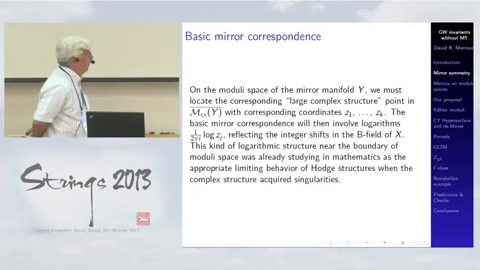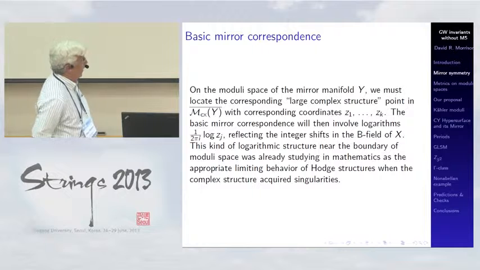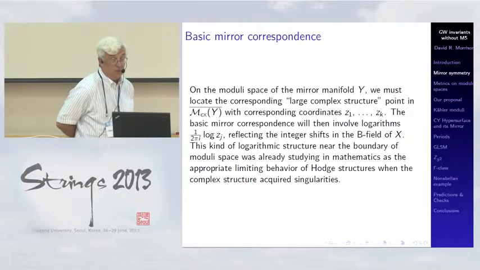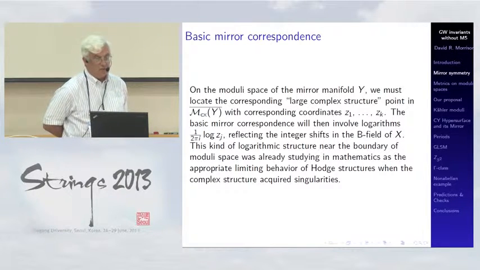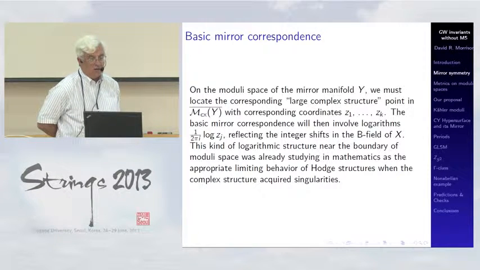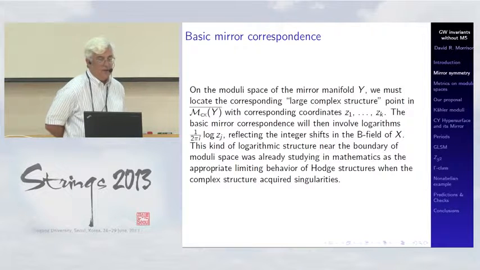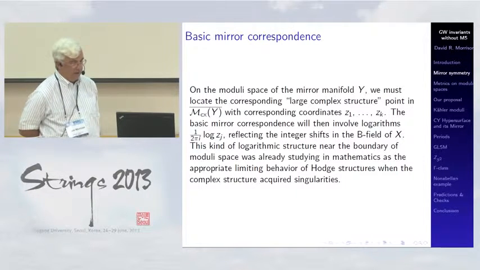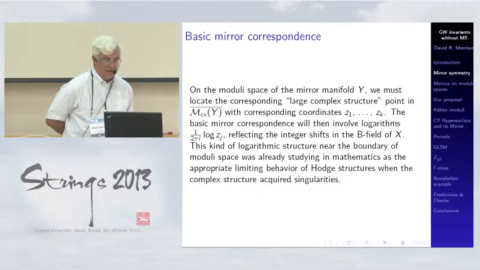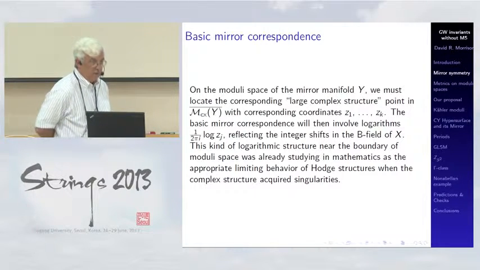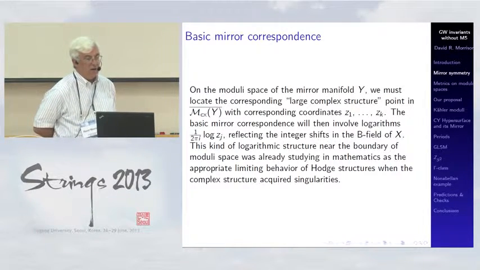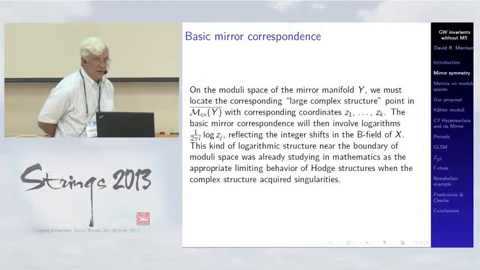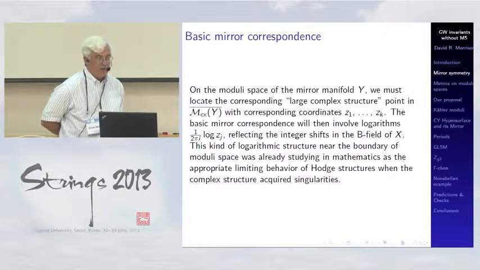So if we want to use the mirror idea to do computations, we have to find corresponding large complex structure limit points in the compactified moduli space there. There will be coordinates near a large complex structure limit point, and what you really have to do in the basic mirror correspondence is make the logarithms of those natural coordinates correspond to the coordinates that would be most natural on the Kähler classes, and the structure of those logarithms, fortunately, was already available through mathematical study of the behavior of Hodge structures, the way that the cohomology of X behaves when the complex structure acquires singularities.